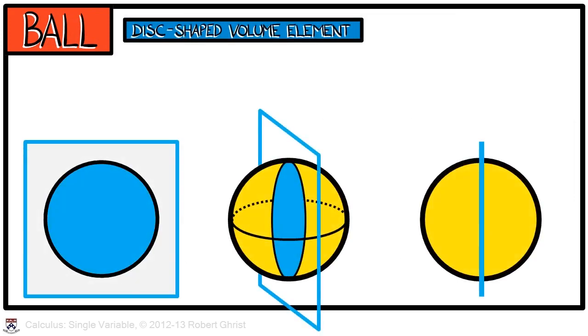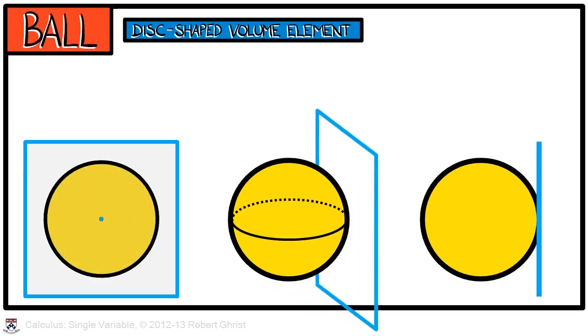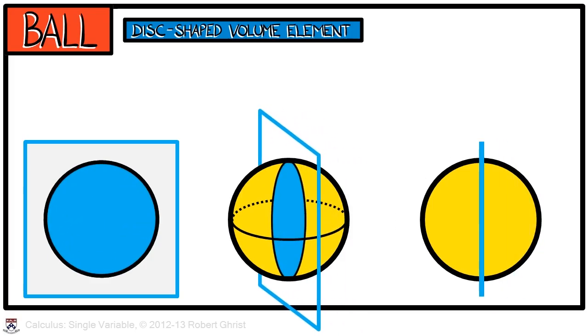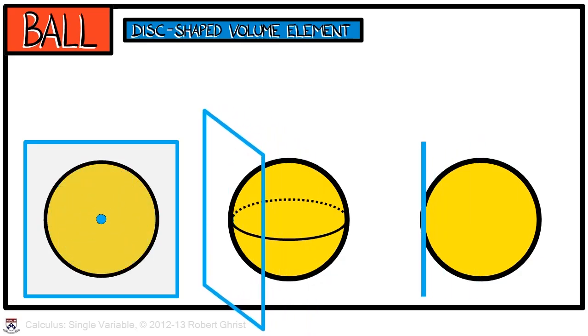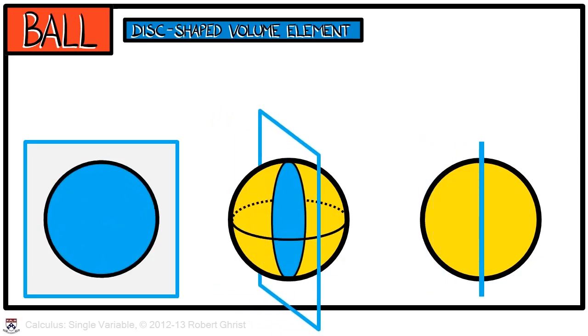Now moving up in complexity a little bit, consider a round ball of radius r. In this case, we're going to slice along a lateral plane. This leads to a disc-shaped volume element. But as we slide the plane back and forth over this solid ball, we see that the radius of the disk changes. It's going to take a little bit of work to figure out this volume element.